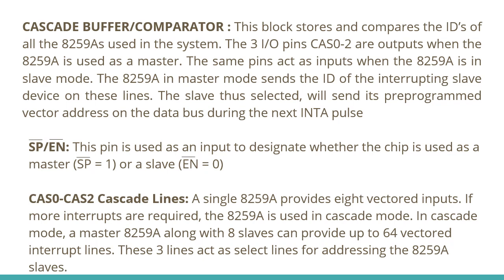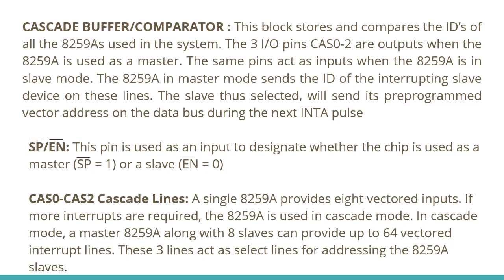Next, we have the SP bar EN pin. This pin is used as an input to designate whether the 8259A is used as a master or as a slave. When it is used as a master, the SP bar will be 1, and if it is used as a slave, then the EN bar will be having a value of 0.